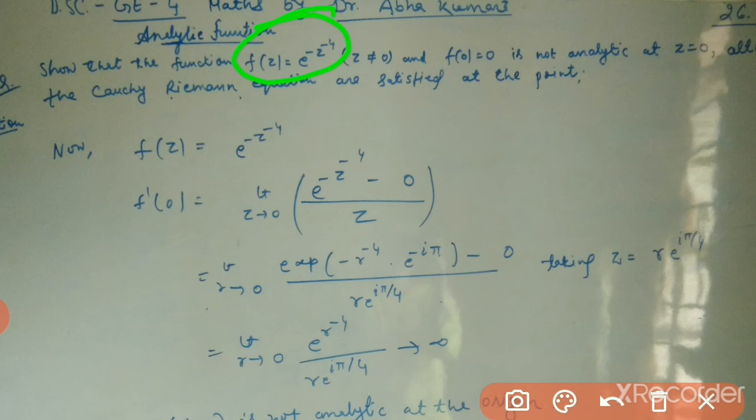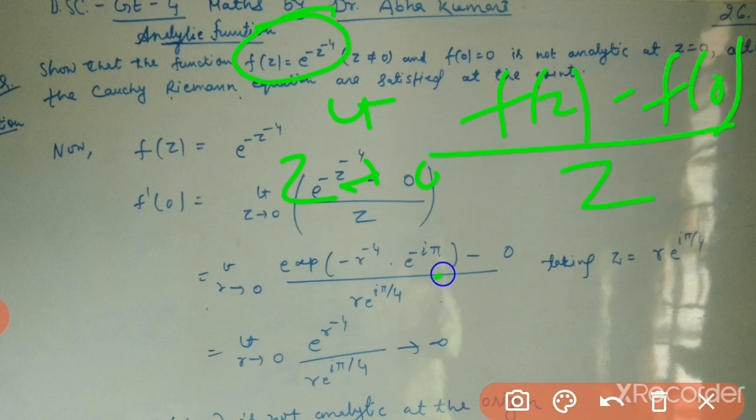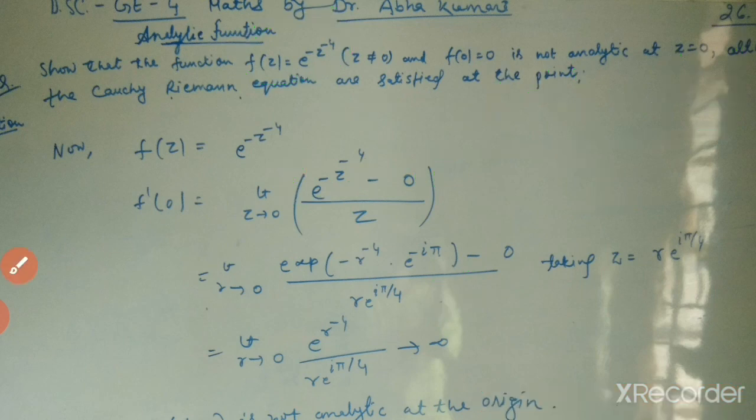The limit z tends to 0. We are proving by z tends to 0 because the function is given in terms of z. So this is the limit z tends to 0 of (f(z) minus f(0)) divided by z. If this limit exists, then we say that the function is analytic. If this limit does not exist, it will be infinity, and then we say that the function is not analytic. So here we have to find whether this limit exists or not. The function gives limit z tends to 0 of e to the power minus z to the power minus 4 minus 0 divided by z.